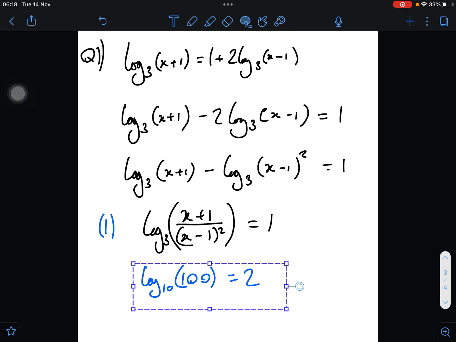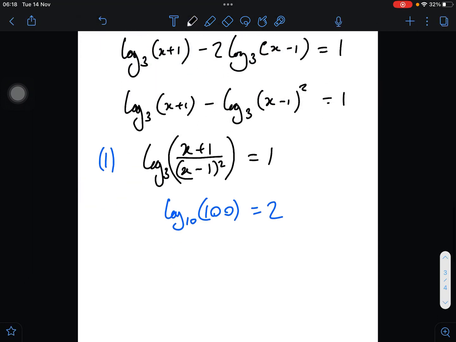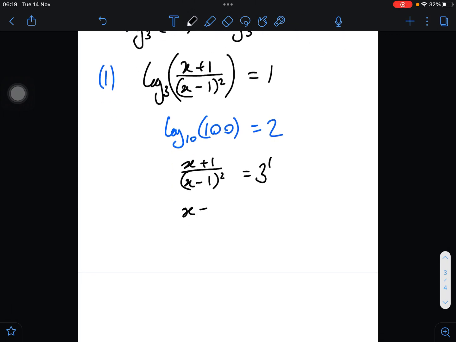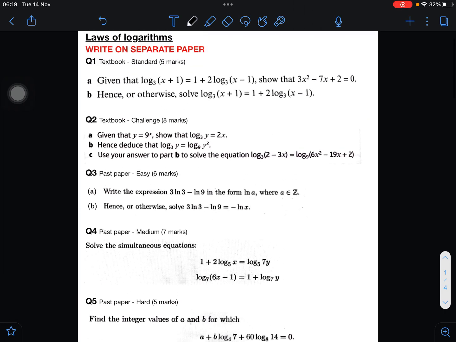So if we compare these parts here, and we know that 10 squared is 100, that would imply that 3 to the power of 1 equals x plus 1 over x minus 1 squared. And that's just a case of multiplying that out. x squared minus 2x plus 1. And so therefore 0 equals 3x squared minus 7x plus 2. And let's double check it's the same as what we got in the question. Yeah, exactly. Okay, hence or otherwise solve it.